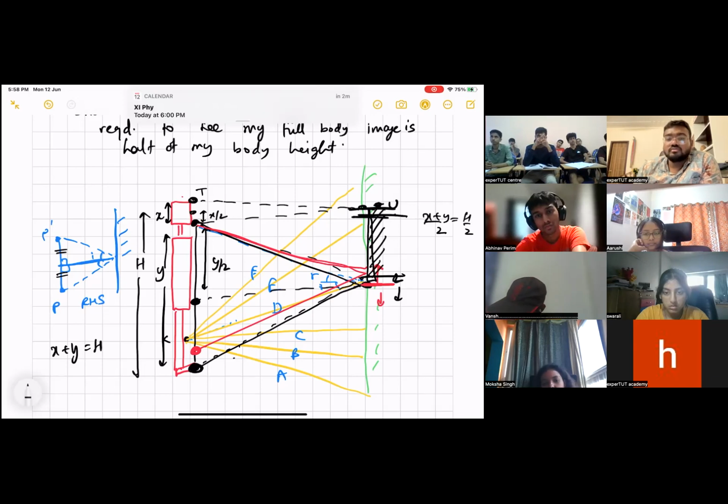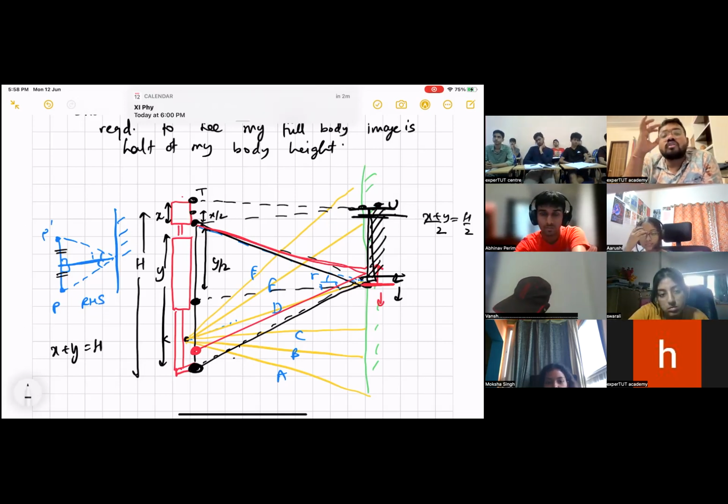Understood, everyone? Fine. So basically the mirror required is whatever your body height above eye level, divided by 2, plus whatever your height below eye level, divided by 2, which is effectively your total body height divided by 2.